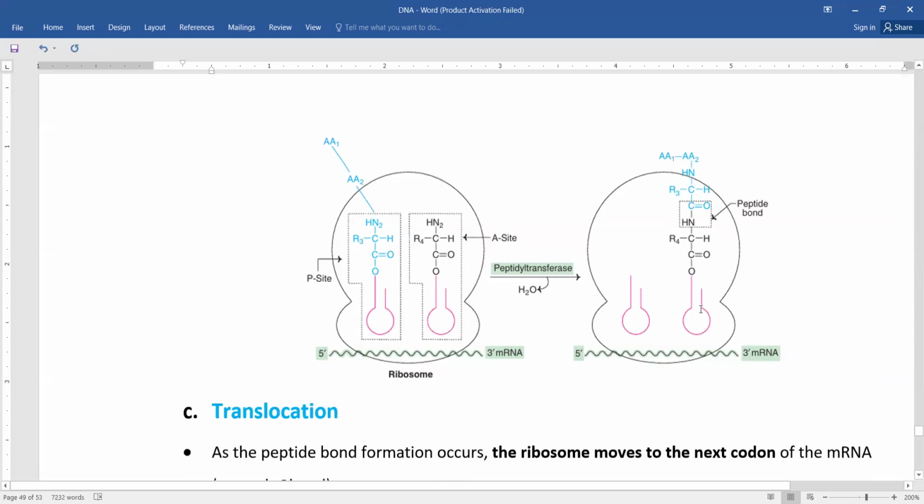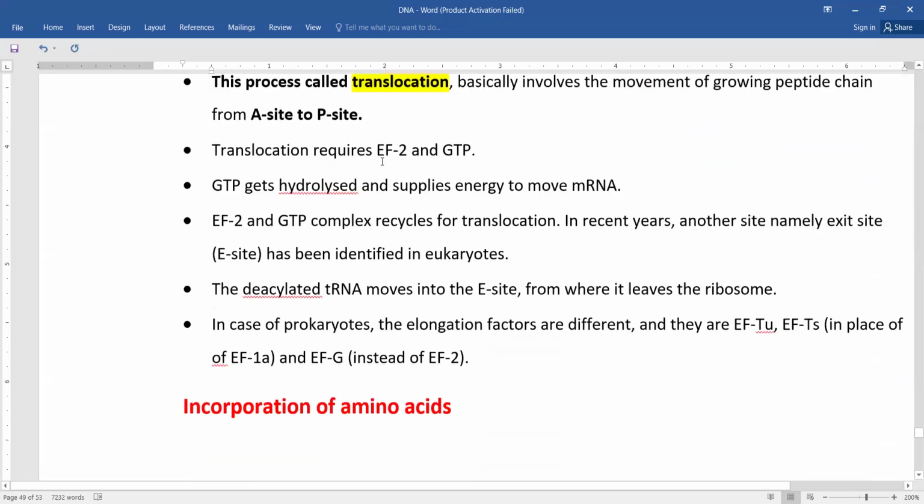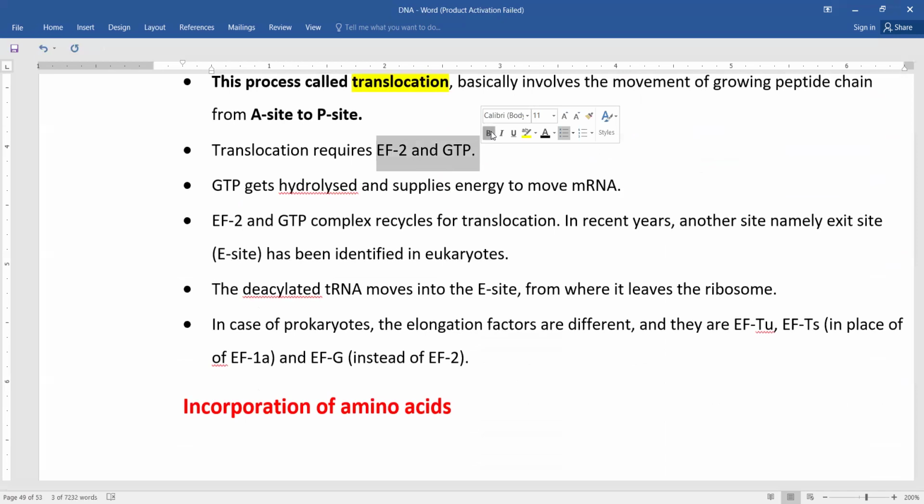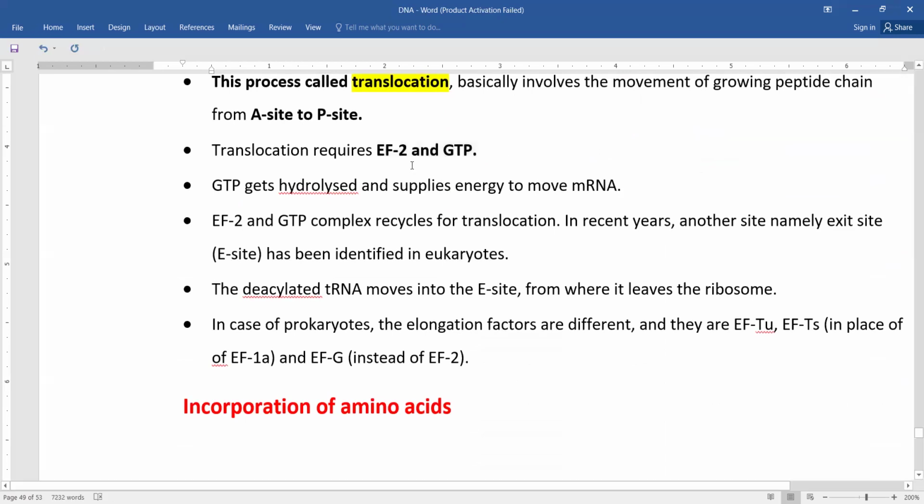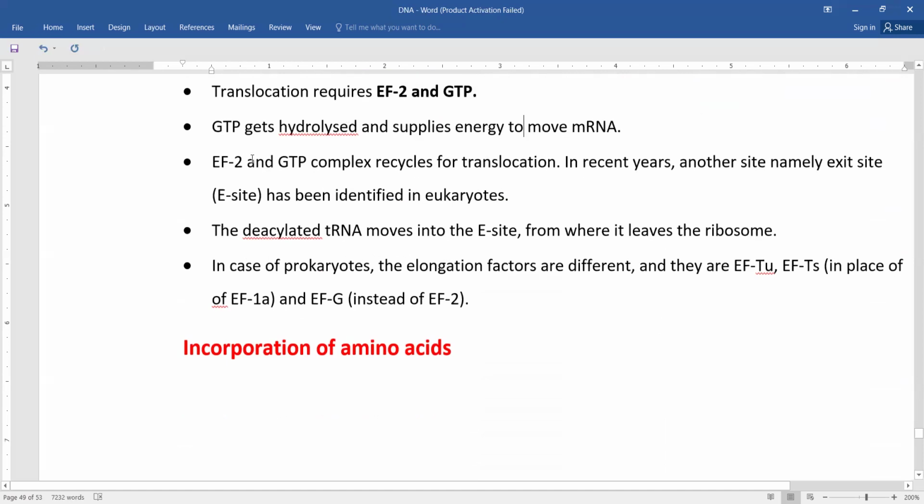So it has come to that side. Translocation requires elongation factor 2 and GTP. GTP gets hydrolyzed and supplies energy to move the mRNA or the ribosome. GTP is needed for that movement. EF2 and GTP complex recycles for translocation.